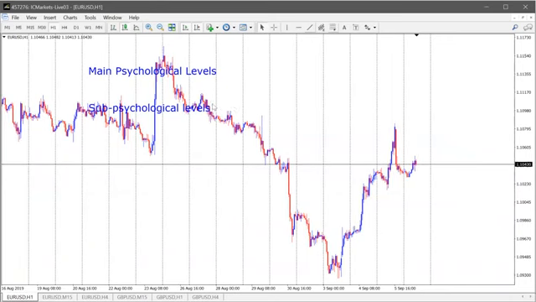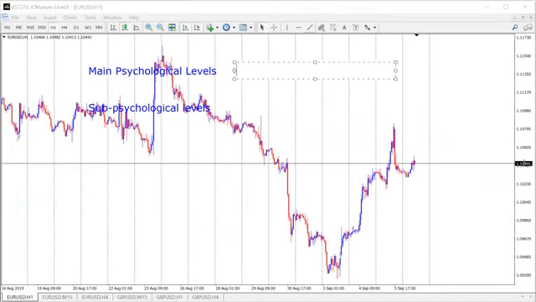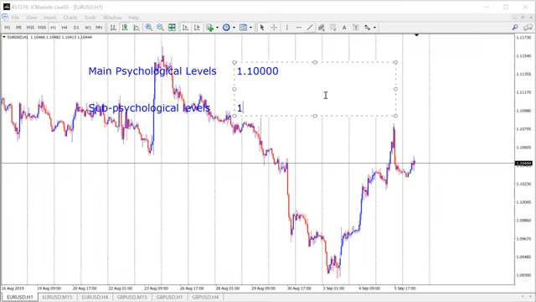So we have main psychological levels and sub-psychological levels. An example of a main psychological level: now on EURUSD, the current price right here is 1.1044. A main psychological level here would definitely be 1.1000. That's a main psychological level. How many zeros? 1, 2, 3, 4. Yeah. An example of a sub-psychological level would be 1.0513. Yes, that's a sub-psychological level.